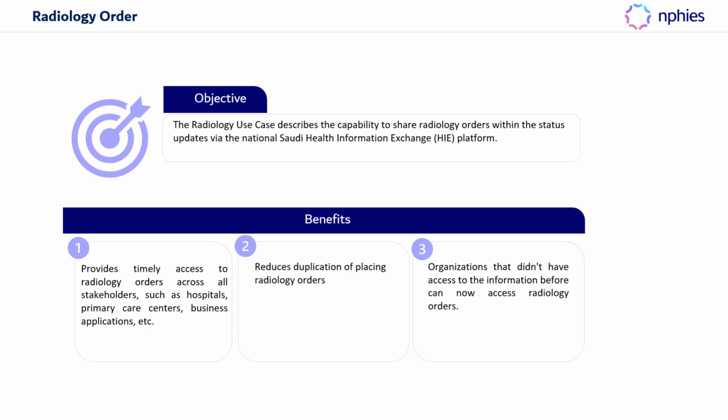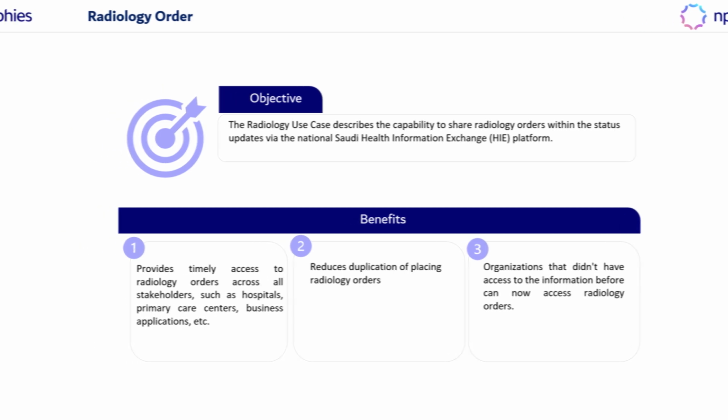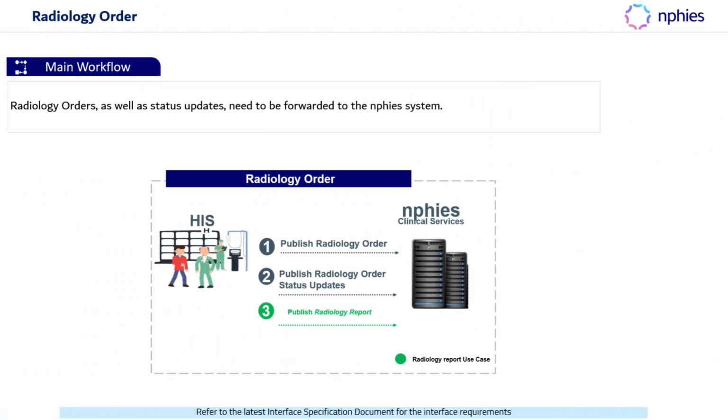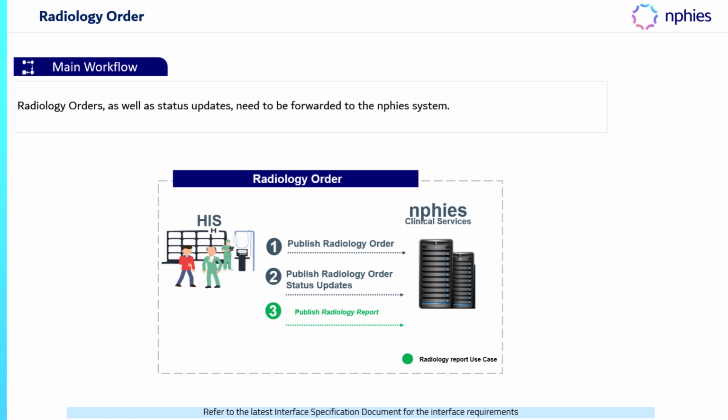The objective is to provide timely access to radiology orders for various stakeholders. This integration aims to reduce duplication of radiology orders and ensure efficient coordination among healthcare providers. Additionally, this use case allows organizations that previously did not have access to radiology order information to now obtain it. The main workflow for the radiology order use case is that the participant health information system will publish the radiology orders and their status updates to Nphies.